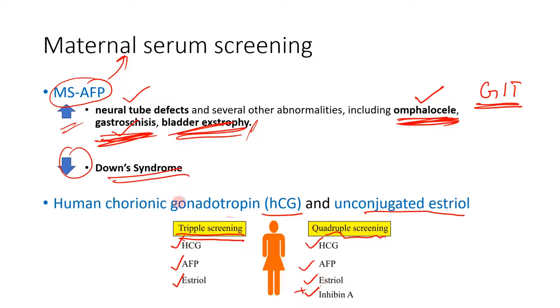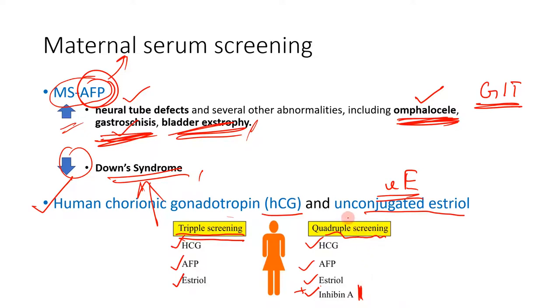These are all important tests for Down syndrome, and also other genetic anomalies like Edwards and Patau. For all this, these tests can be used. So altogether, you can just write maternal serum screening and you can write these biochemical markers: AFP, HCG and unconjugated estriol. Also, you can add inhibin. This is a more recent biochemical marker that is added to it.